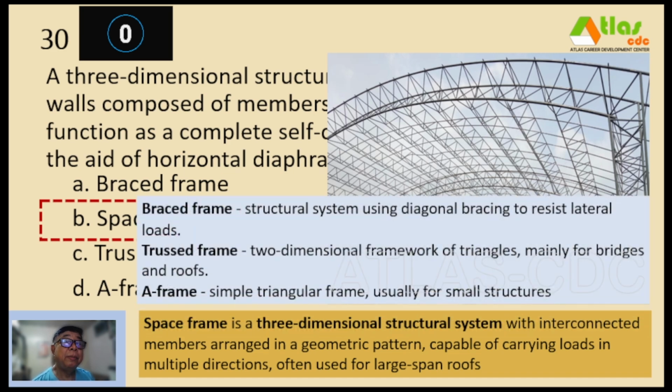A brace frame is a structural system using diagonal bracing to resist lateral loads. A truss frame is a two-dimensional framework of triangles, mainly for bridges and roofs. And A-frame is a simple triangular frame, usually for small structures.